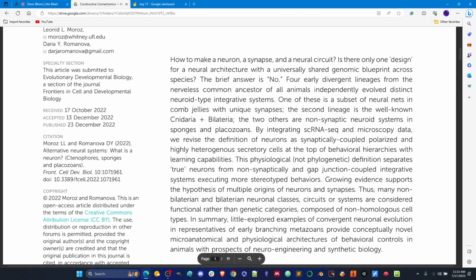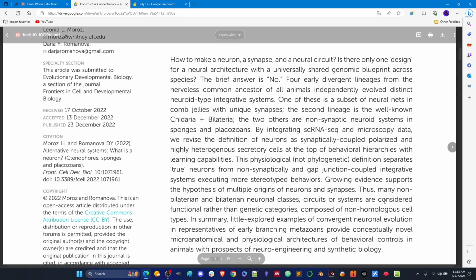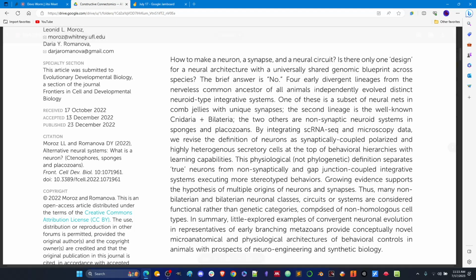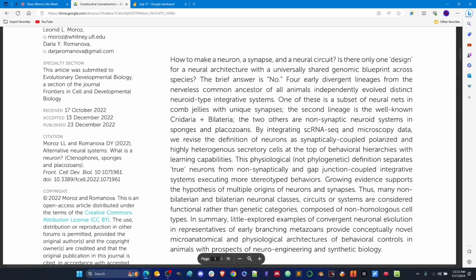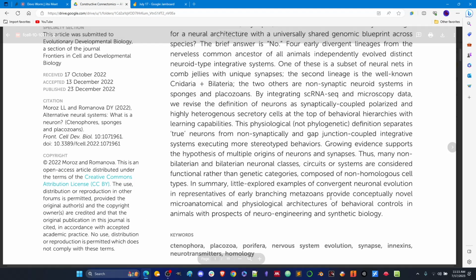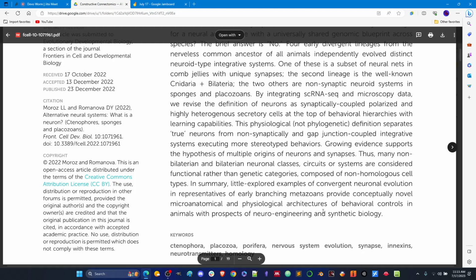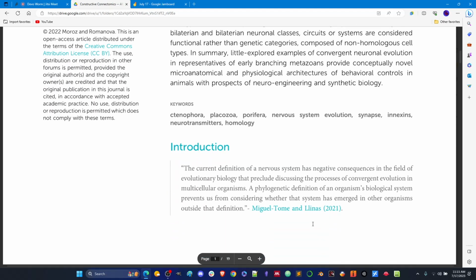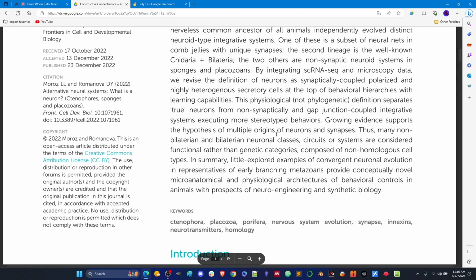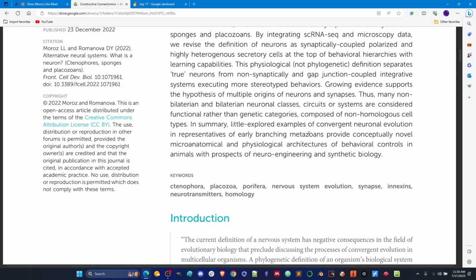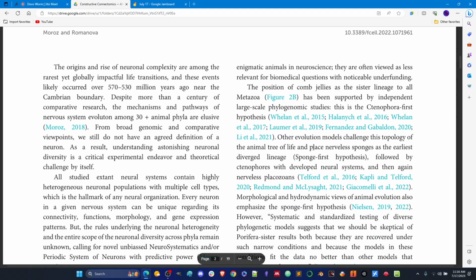So, thus many non-bilaterian and bilaterian neuronal classes, circuits, or systems are considered functional rather than genetic categories composed of non-homologous cell types. In summary, little explored examples of convergent neuronal evolution and representatives of early branching metazoans provide conceptually novel microanatomical and physiological architecture of behavioral controls in animals with prospects of neuroengineering and synthetic biology. So this is where we can learn from these systems. We can maybe mimic them. We can modify them and see how they work, or we can build our own system with all of its features. Well, probably not all of its features.